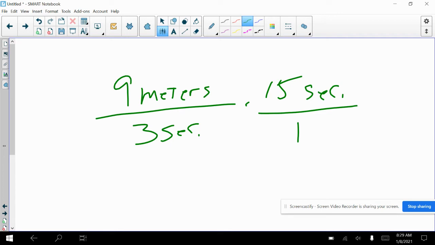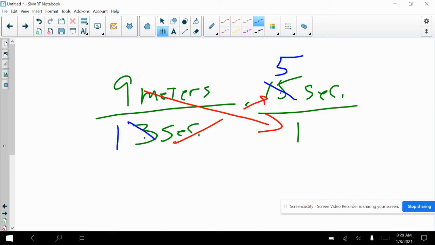You can't cross reduce this way because of the 1 and the 9, right? Anytime you get a 1, there's no sense cross reducing. Can we cross reduce this way? Absolutely we can. How many times does 3 go into 15? That would be 5. 3 goes into 3 one time. There's nothing wrong with that.